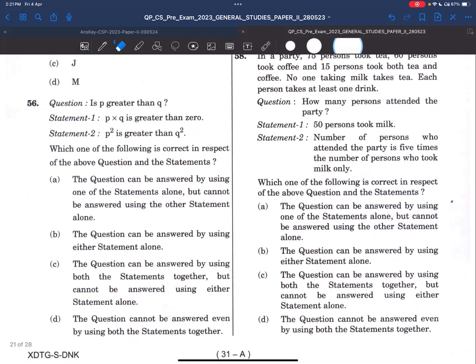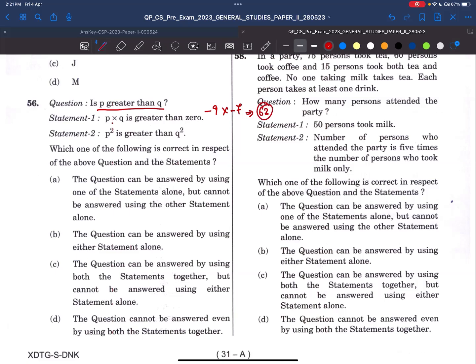Question 56. What is the question? Is P greater than Q? P into Q is greater than 0. You see here the question is not telling whether P and Q are natural numbers or integers. Okay. If it is not given, we'll take P and Q as integers only. Right? It's telling P into Q greater than 0. Okay. I'll take minus 9 into minus 7. It will become what? Plus 63.